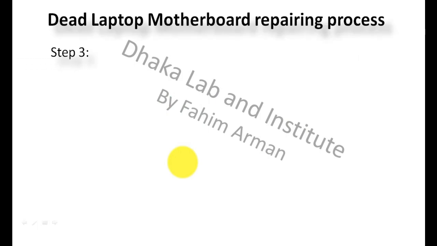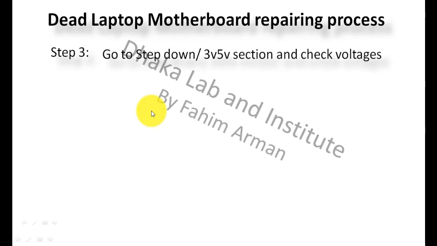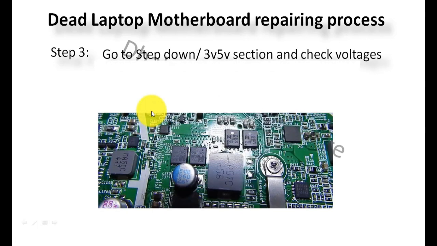Step 3. Go to step down or 3 volt 5 volt section and check voltages in 3 volt and 5 volt coils. For voltage testing, you have to place multimeter probe in exact way. First, keep multimeter in DC volt mode and place your black probe to ground and red probe to 3 volt 5 volt coils. Of course, you first have to insert adapter.